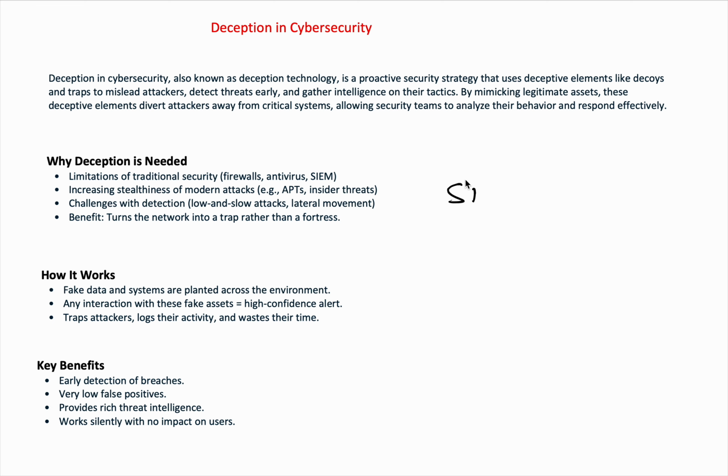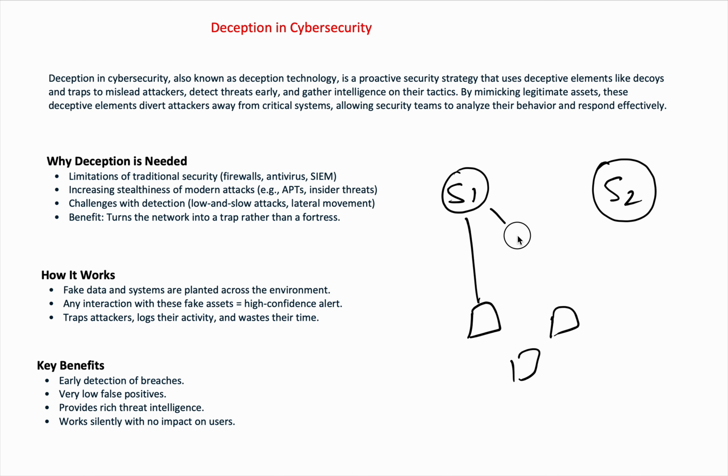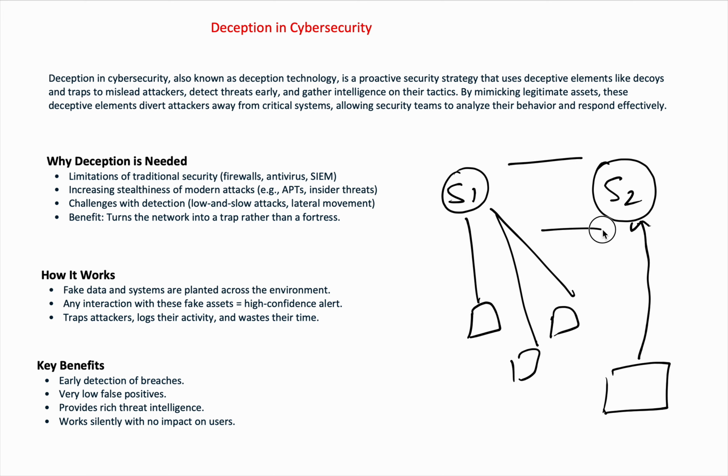You have a server in your network, S1, you have another server in your network, S2, and these are the users. All the users know about S1, none of the users know about S2. Nobody is even aware of S2. And when an attacker comes, the first point they find is S2, with almost similar security, with sensitive data. This is called honey tokens, and the honeypot is the whole server.